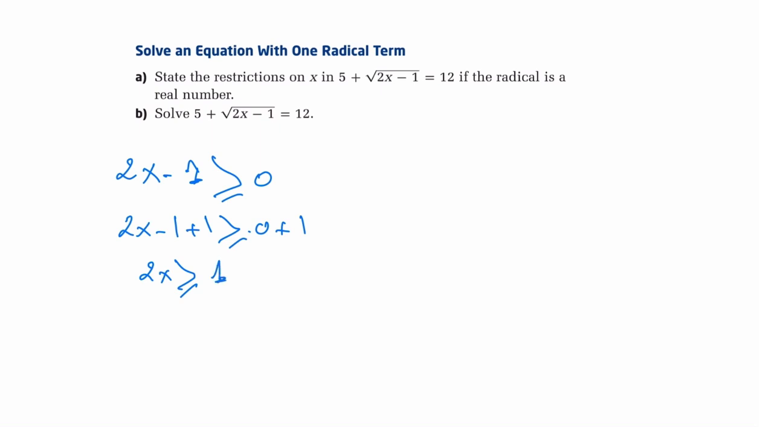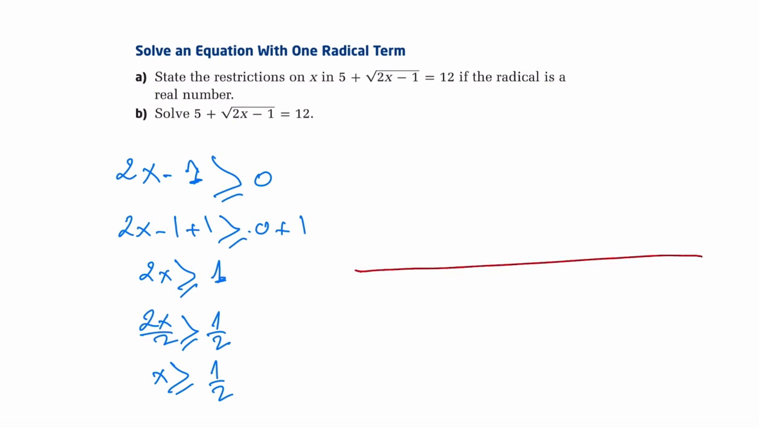So we can divide by 2 here. We will do the same thing for the other side. So x is greater or equal than a half. So the solution for this one, all numbers starting from a half, from a half up above, including half, all these are solutions.